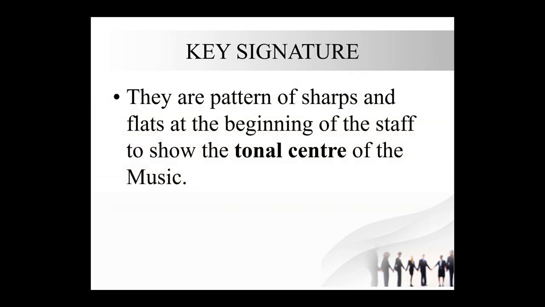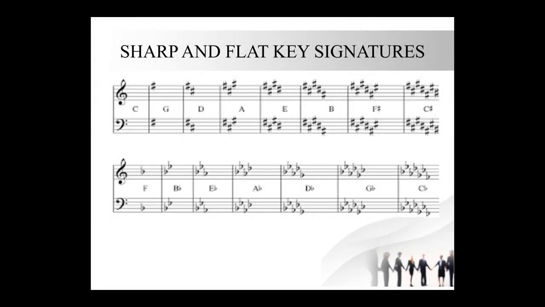Now to the key signature. They are patterns of sharps and flats at the beginning of the staff to show the tonal center of every music. So when you want to know the key, you can just look at the beginning of every staff. You see a formation of either sharp or flat signs there that will help you know the scale you're working with, or the key. So you can see a summary of its sharp and flat key signatures.